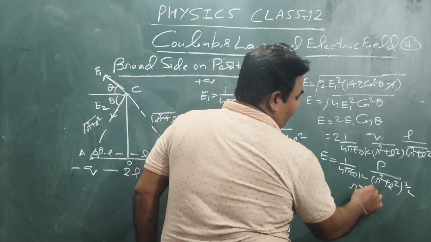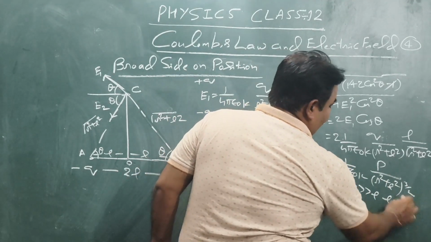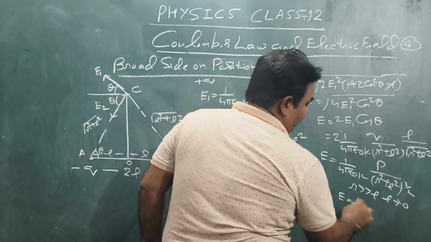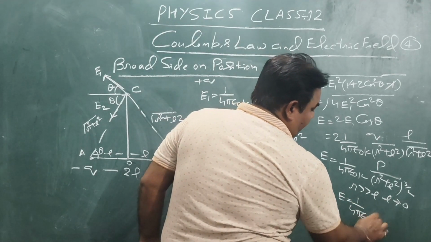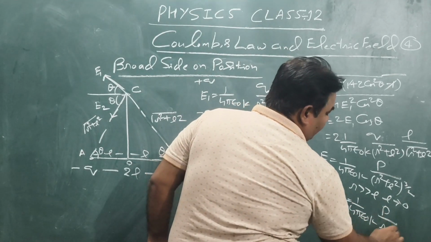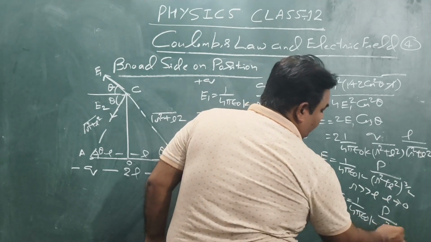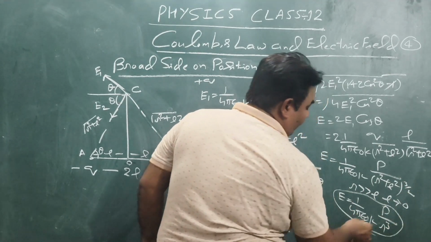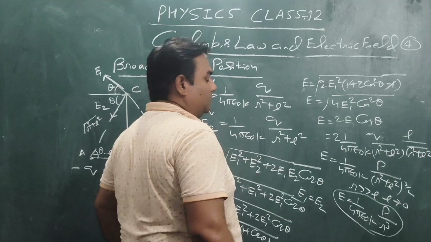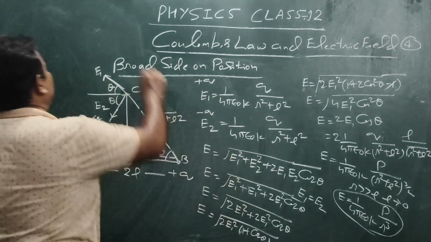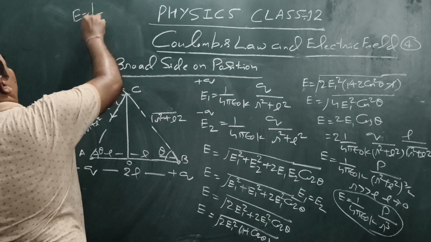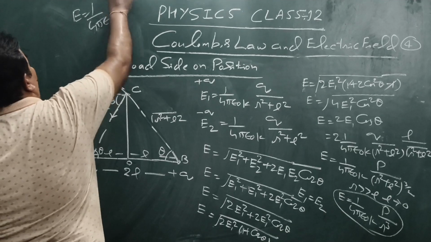Since the value of R is very much greater than L, we can take L tending to 0. So we get E equal to 1 upon 4 pi epsilon naught K, P upon R cube. This is the final formula, and for air we put K equal to 1. So we get the final formula: E is equal to 1 upon 4 pi epsilon naught, P upon R cube.